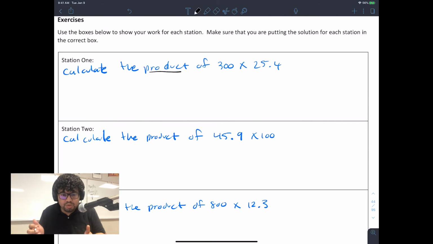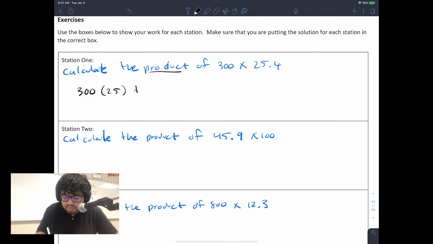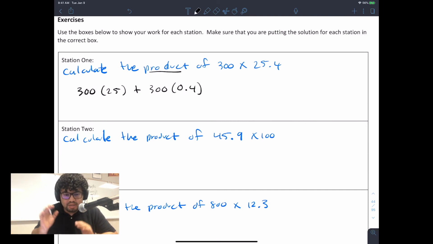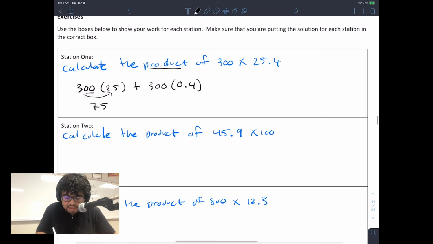Okay, so I'm going to use the distributive property here. So first, I'm going to have 300. In that 300, I'm going to distribute it into 25.4. So first into the 25, plus 300 and now into the 0.4. You can just say 0.4, but I'm adding the 0 just so that it keeps me on track and I don't lose track of the numbers. Okay, so then once again, I multiply 3 times 25. That's going to give me 75. Then I just add these two zeros.